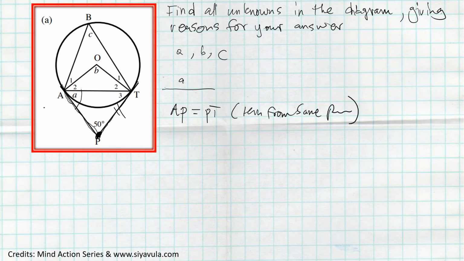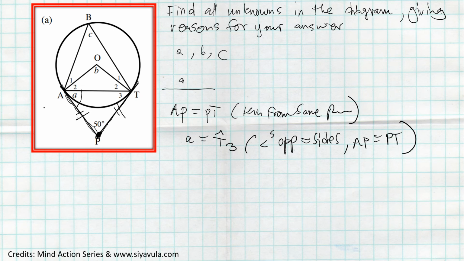So what happens now if these two lines are equal? Can you see an isosceles triangle there? Yes, we can see it, right? Meaning that our A will be the same as angle T3, because angles opposite equal sides are equal. And we can also show the sides that are equal: AP is the same as PT. So where there is angle T3, I'm just going to put A.